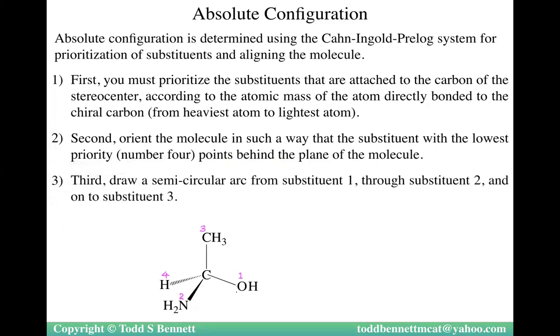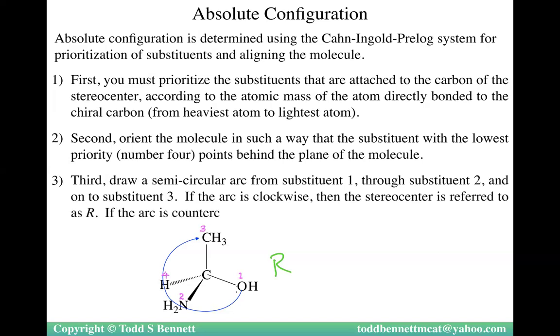Last but not least, draw a circle starting at 1. So that's incorrect because I did not go through substituent 2. So 1 through 2 to 3. So circles such as that. If it is clockwise, which it is, then we call it an R center. If it is counterclockwise, then we call it an S center.